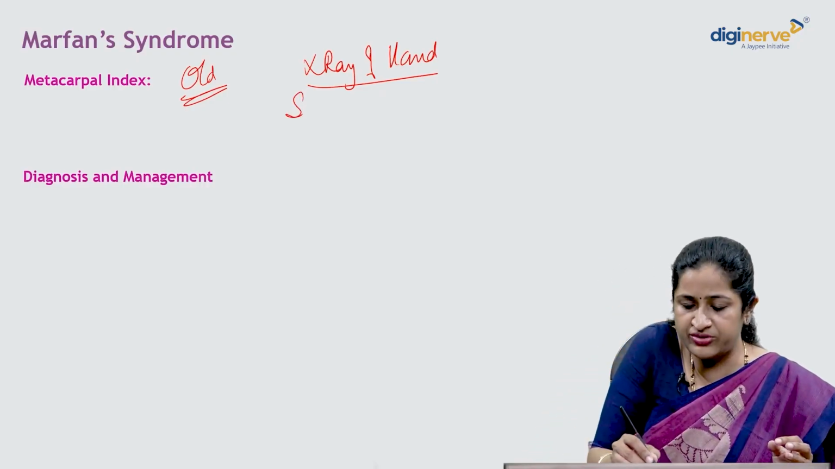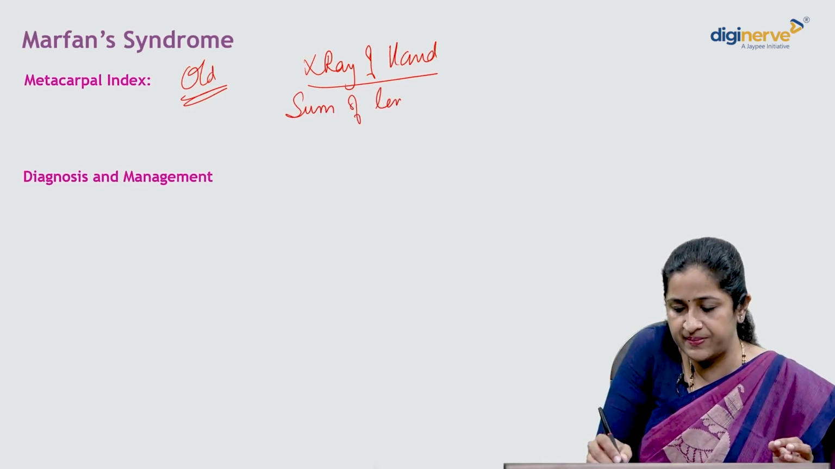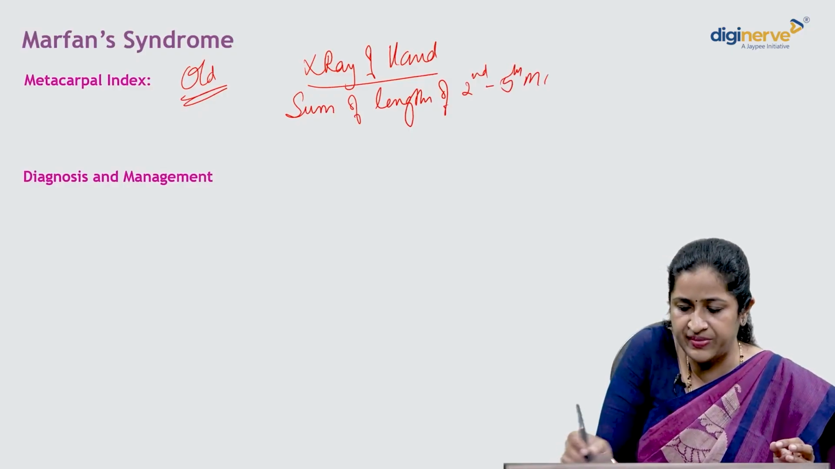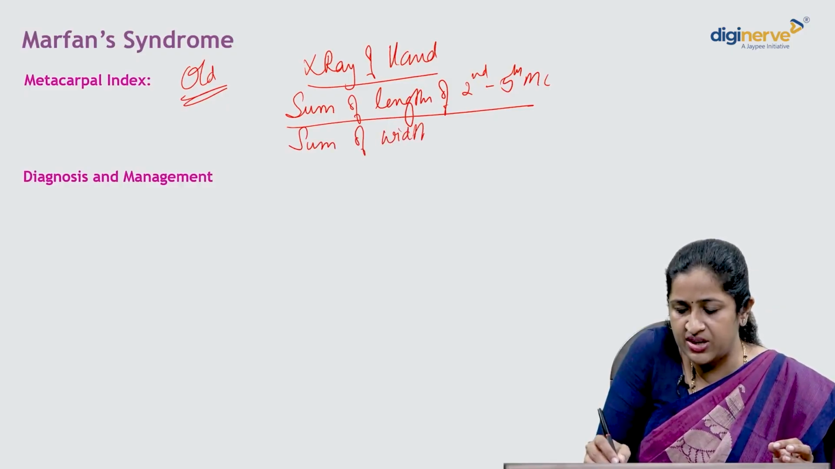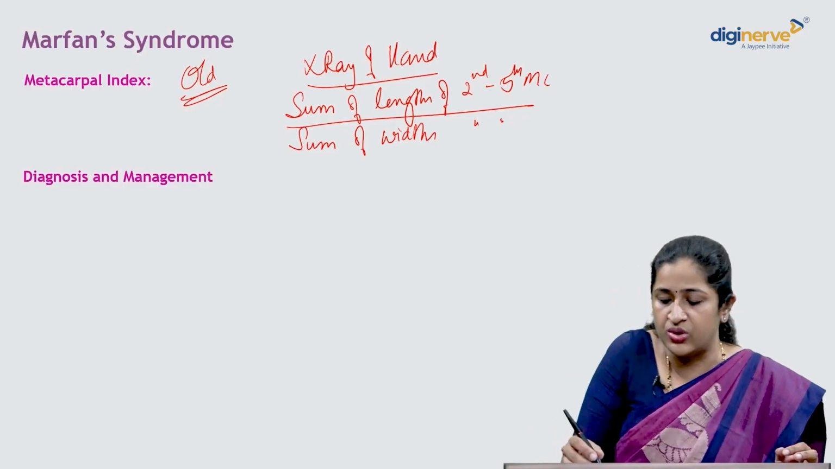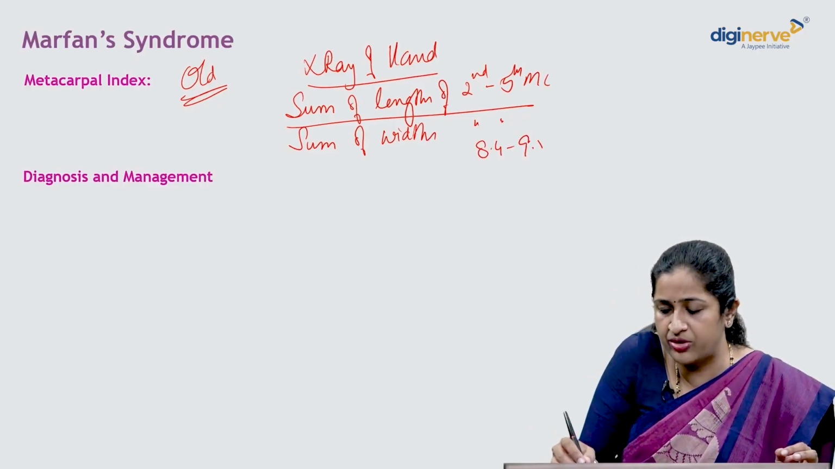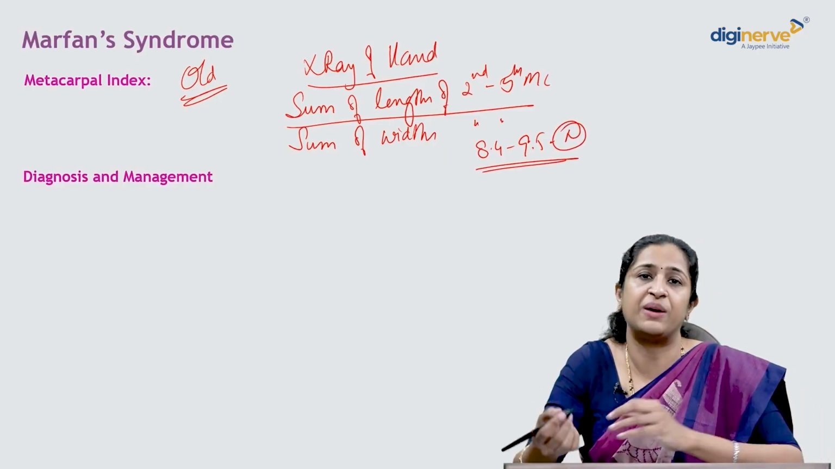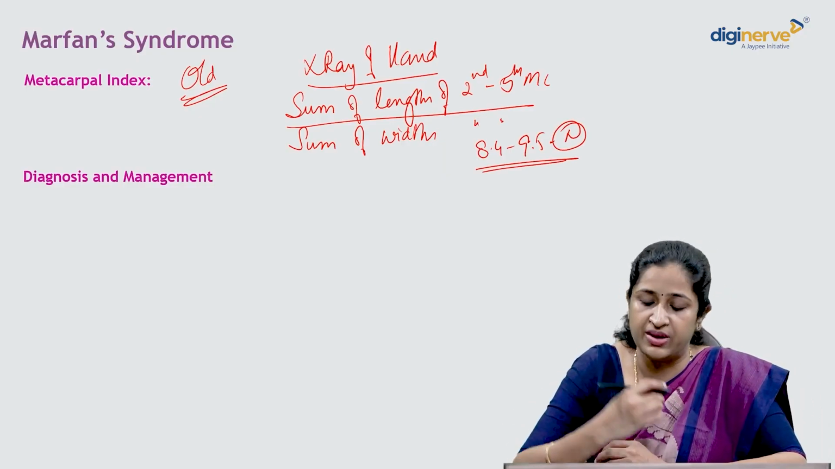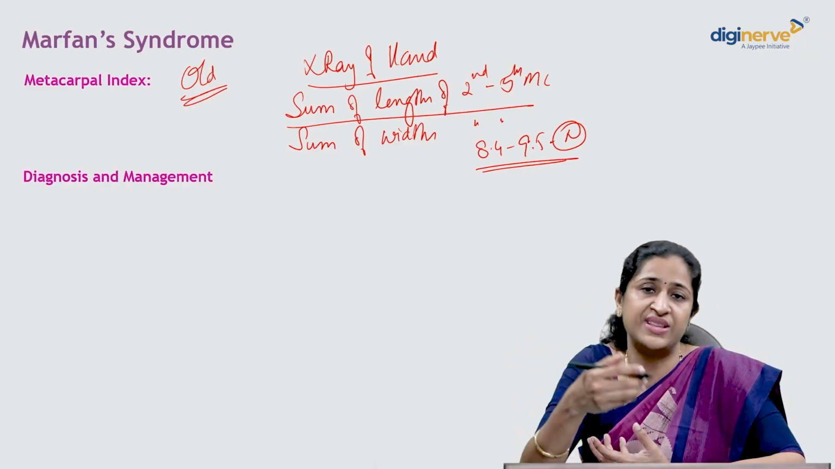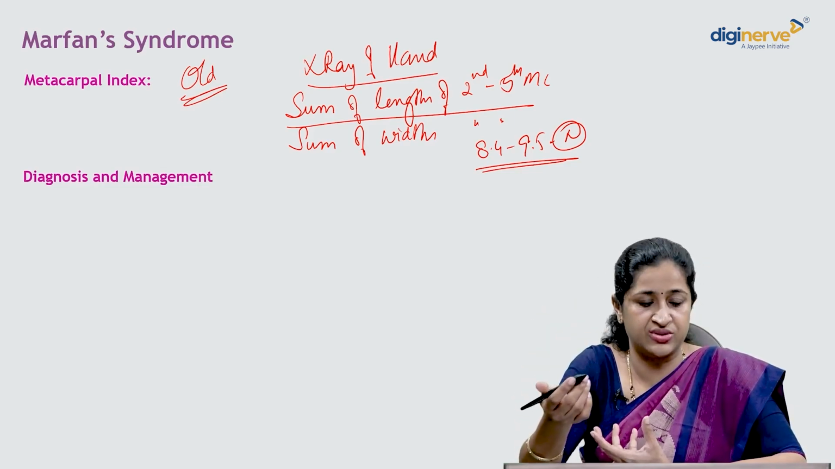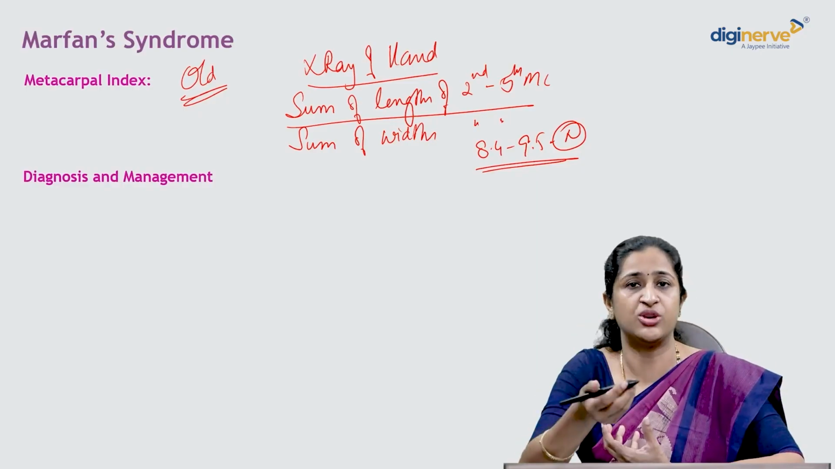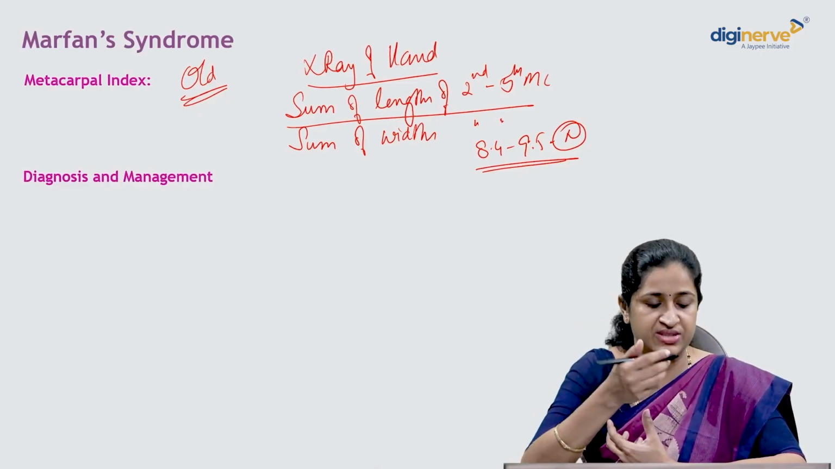So the sum of the lengths of metacarpals second to fifth, divided by the sum of widths of the same metacarpals, will give you a ratio. Anything 8.4 to 9.5 is normal. Anything above that is suggestive of Marfan syndrome. However, there are lots of other conditions where the metacarpal sign can be positive. Hence, it is not commonly used nowadays for clinching the diagnosis. We prefer to do exome sequencing and prove that there is Marfan syndrome.